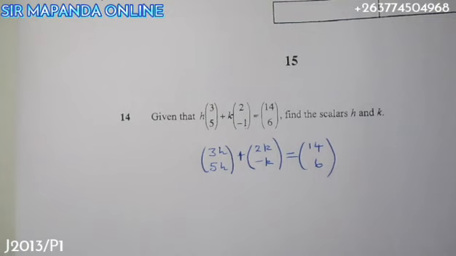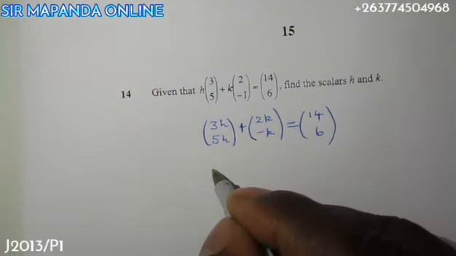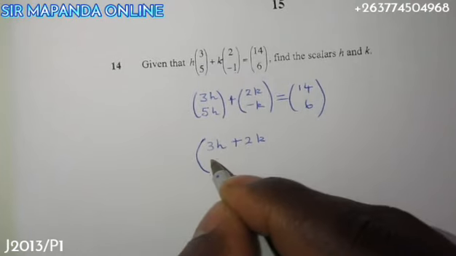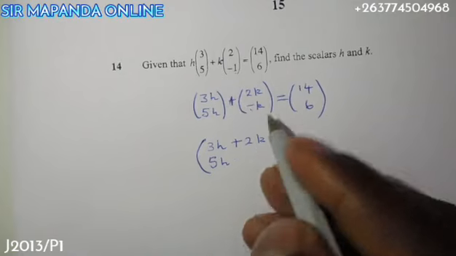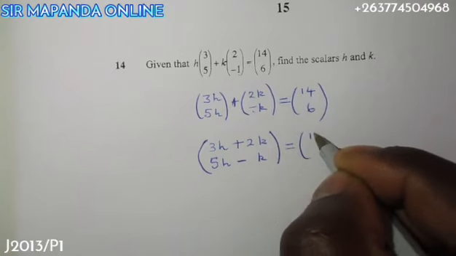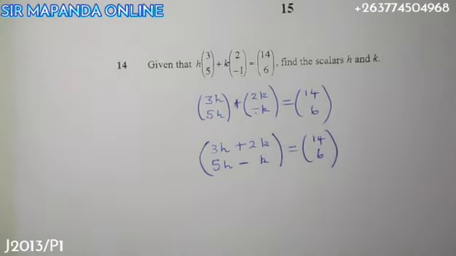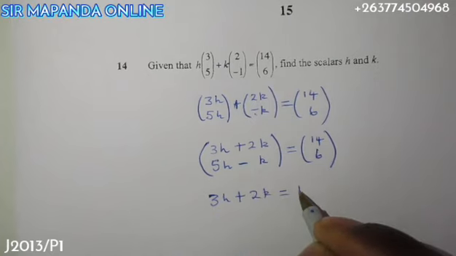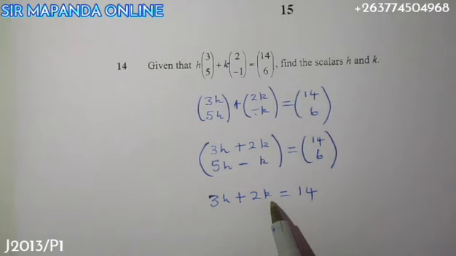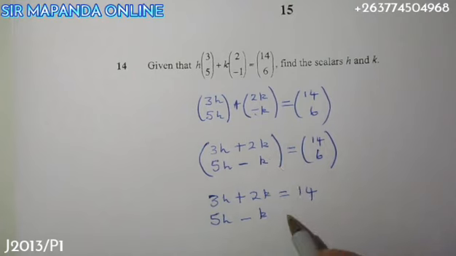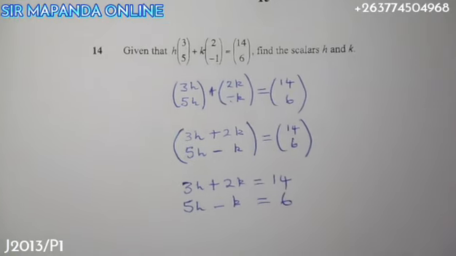Then you combine the two brackets on your left through addition. You get 3h plus 2k here, and 5h plus minus gives you minus, so it's 5h minus k, equals 14 and 6 below. So to find h and k, you now use the concept of simultaneous equations. 3h plus 2k equals 14. 5h minus k equals 6.